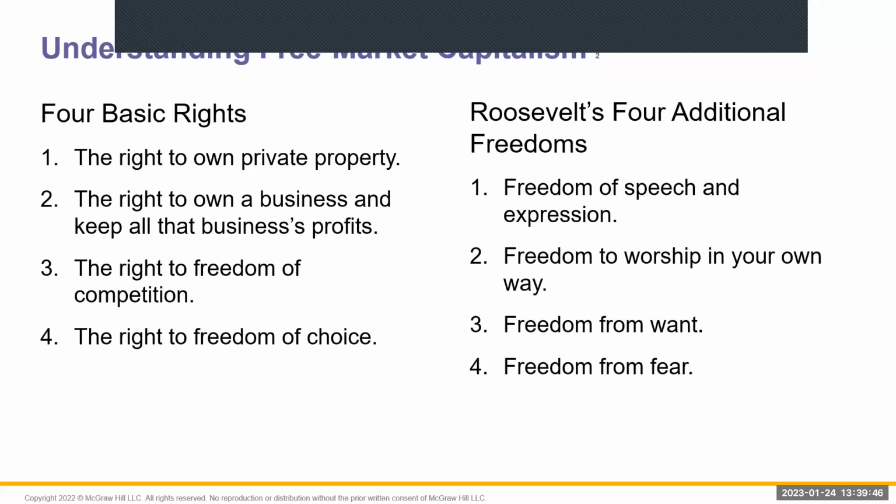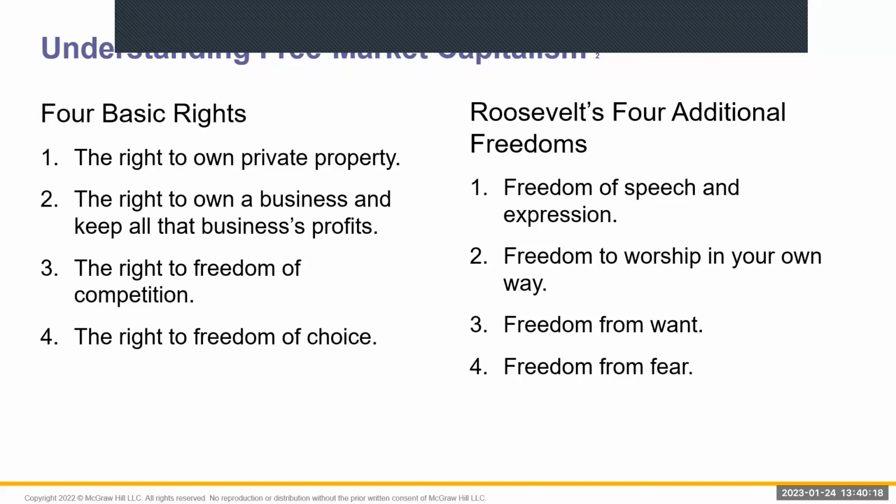When you understand free market capitalism, there are 4 basic rights. The right to own private property. We talked about this toward the beginning. The right to own a business and keep all that business's profits, because according to Smith, you keep the profits, but the fact that you're running the business and paying people and providing a good service is going to benefit the entire economy. The right to freedom of competition, you're allowed to compete. And the right to freedom of choice, you're allowed to choose what you're going to do.